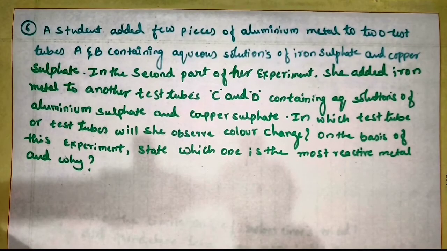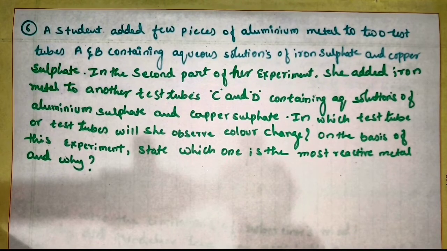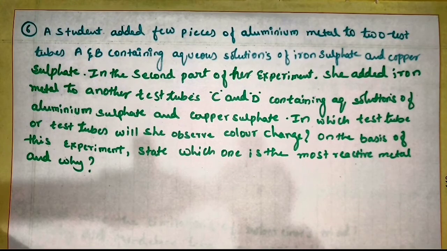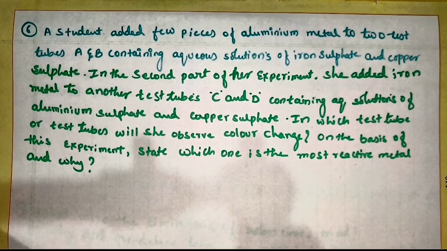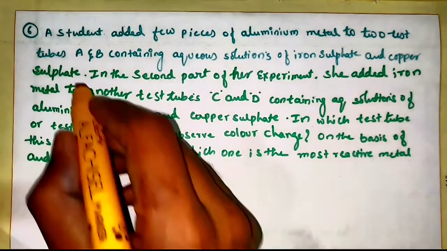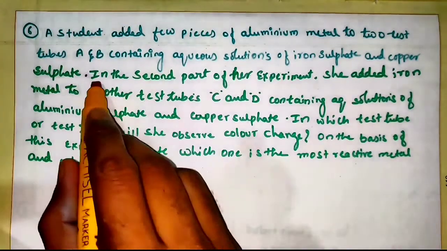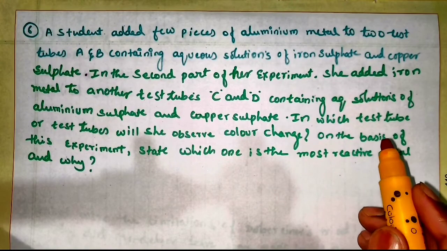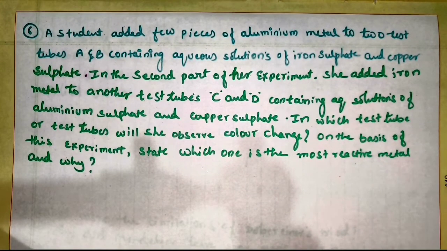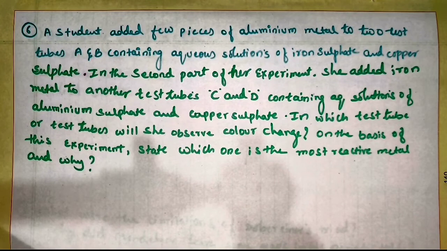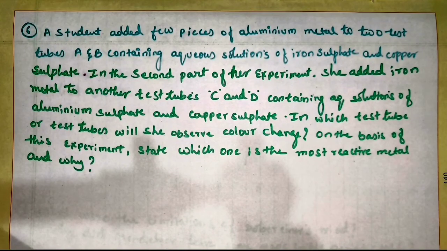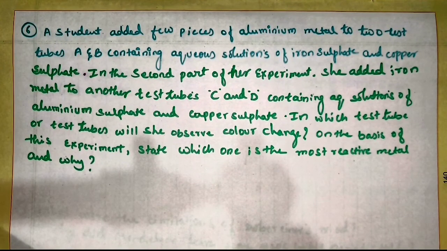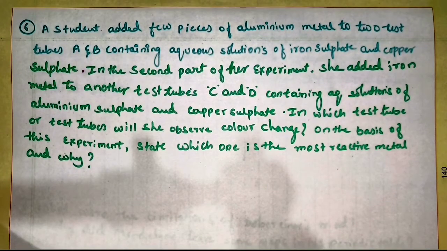Moving to the next question: a student added a few pieces of aluminium metal to 2 test tubes, A and B, containing aqueous solutions of iron sulfate and copper sulfate. Till here, one question will be there. From here, in the second part of the experiment, she added iron metal to another 2 test tubes, C and D, containing aqueous solutions of aluminium sulfate and copper sulfate. In which test tube or test tubes will she observe a color change? On the basis of this experiment, state which one is the most reactive metal and why.